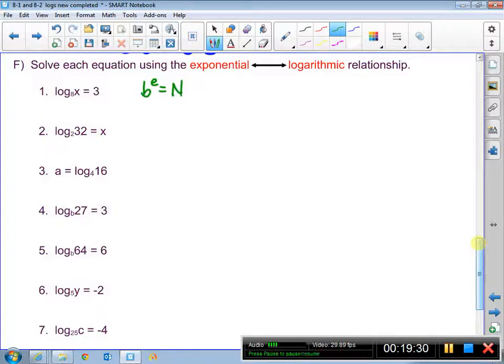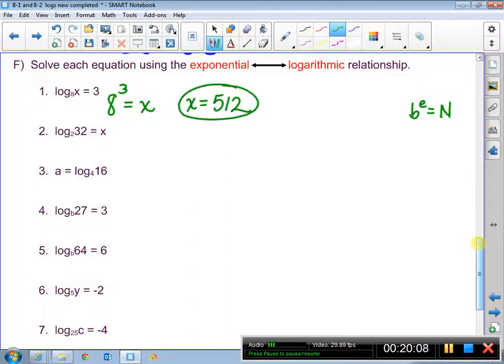So our base is 8. The exponent is 3. And that should equal x. Now you could go ahead and do that on your calculator if you'd like. 64 times 8 is what I'm doing on the board. 8 to the third power is 512 if my arithmetic is correct.